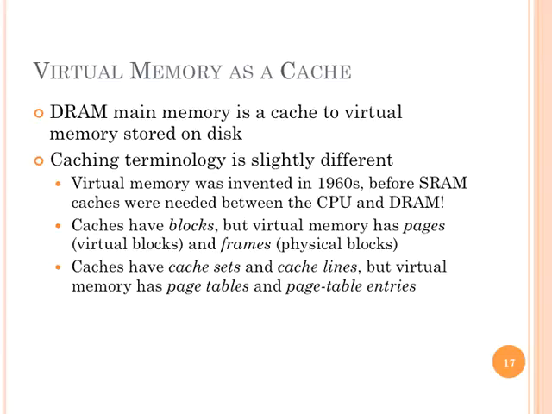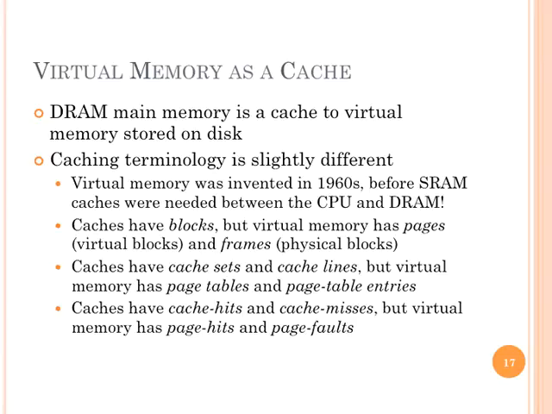You can imagine it's like a fully associative cache. So it has one cache set with all the cache lines in it. Okay, that's your page table. Similar, but not identical. Caches have cache hits and cache misses. Virtual memory has page hits and page faults.